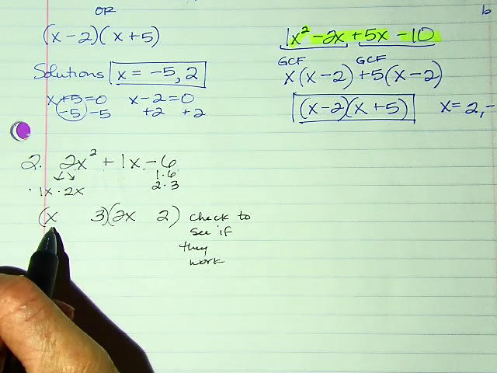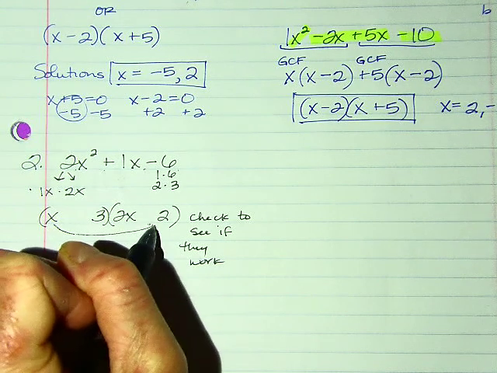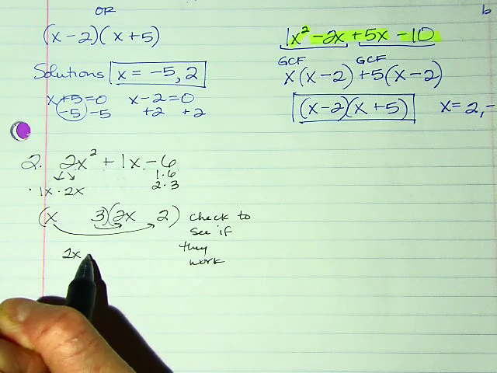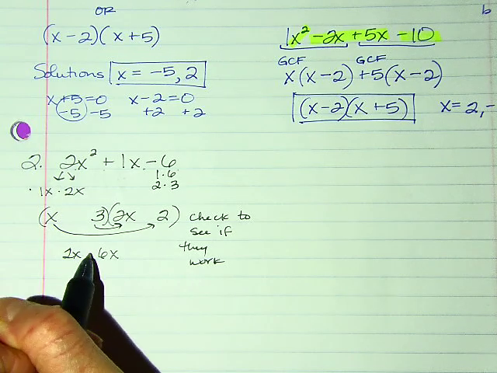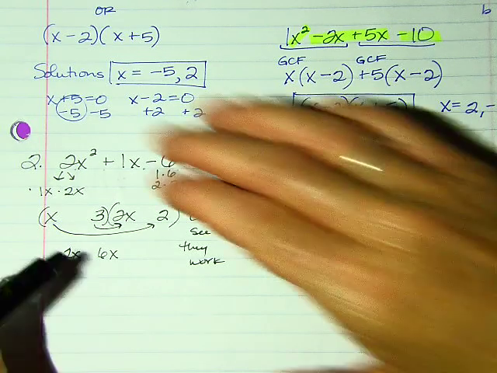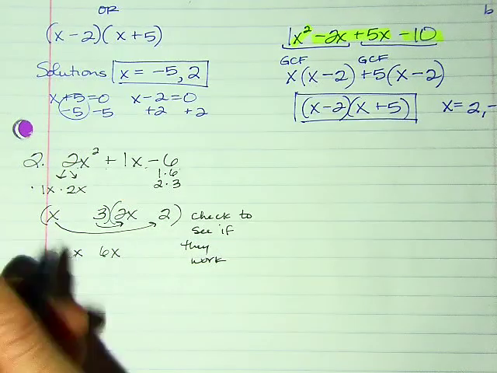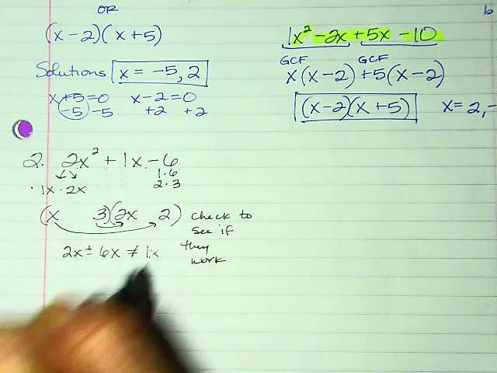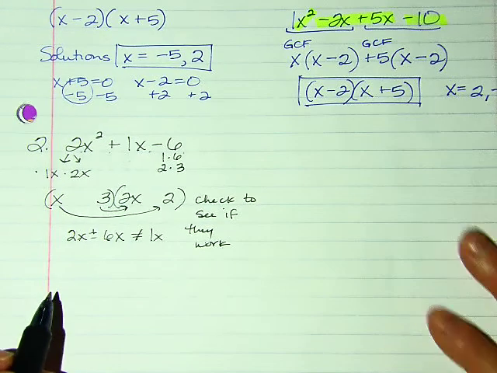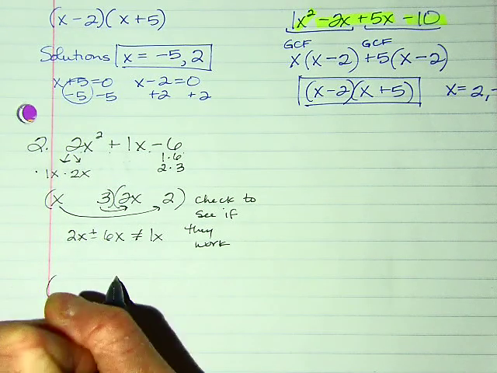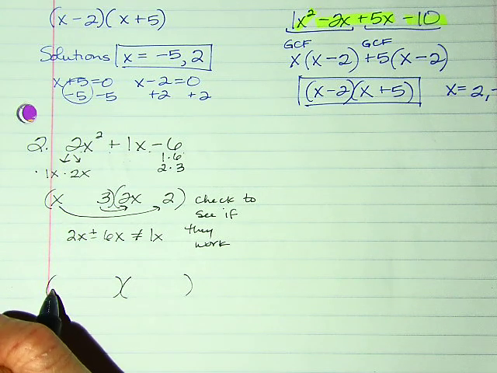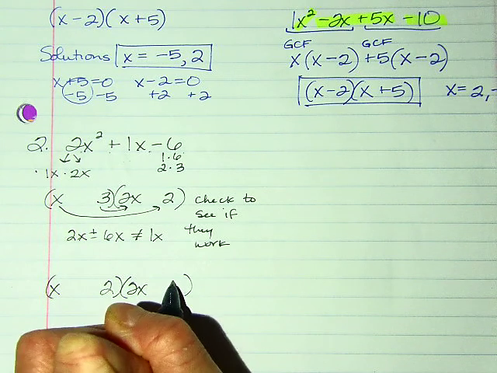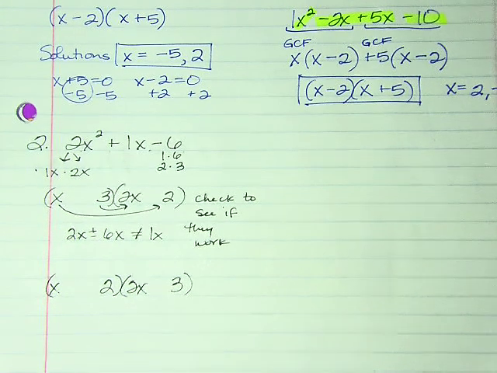If I was to distribute this, I'd get x times 2, which is 2x, and 3 times 2, which is 6x. 2x and 6x, no matter what I do, plus or minus is not going to equal 1x. So this does not work. So it must be that maybe these are in the wrong order. So x, 2x. Let's switch 2 and 3. Let's see if this works.